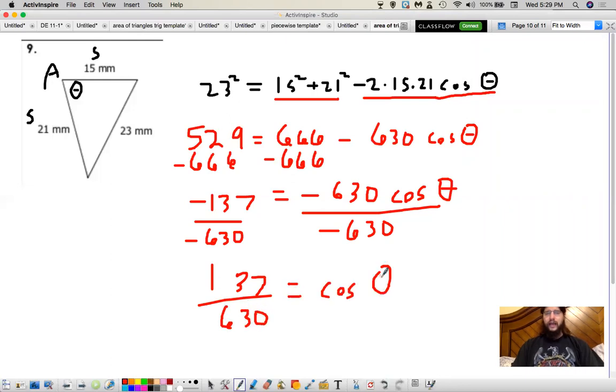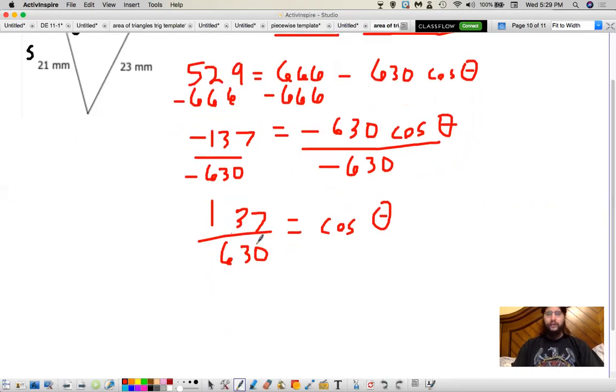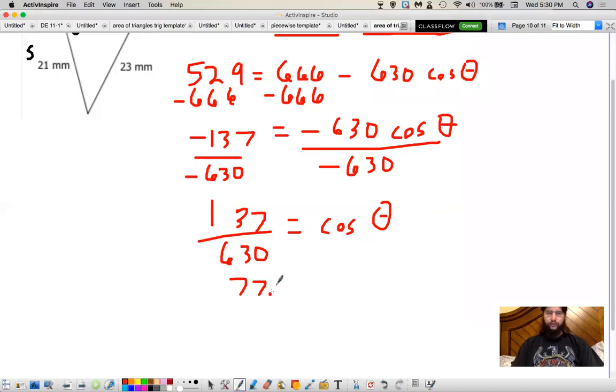So to get the angle, I need to take the inverse cosine of that. So shift, cosine, answer. Or you could have done 137 over 630, doesn't matter to me. 77.4, either way you do it. Again, you can store that to A or something if you want to. I'm not gonna. 77.4 is theta.